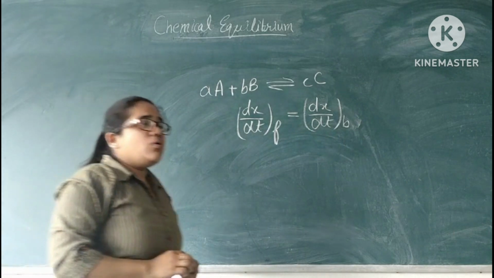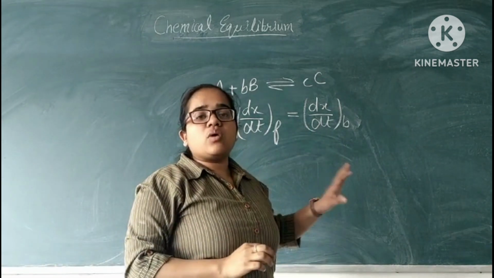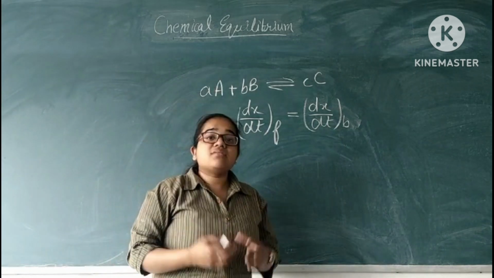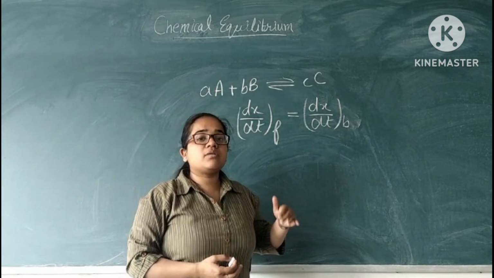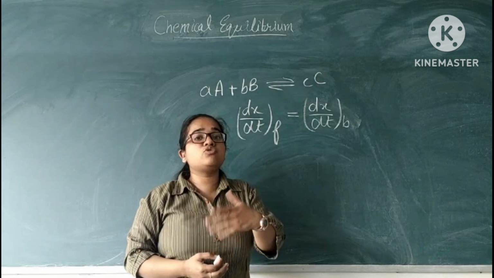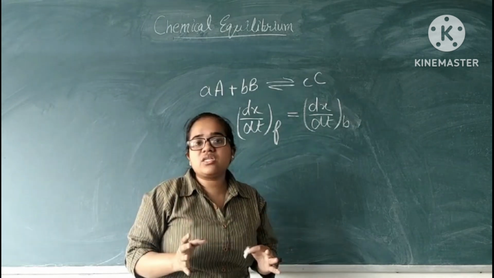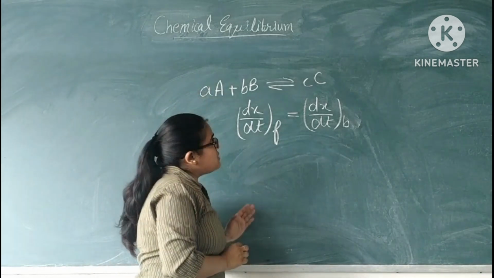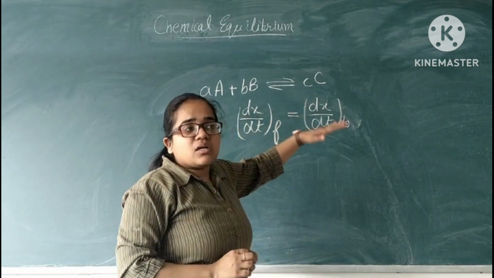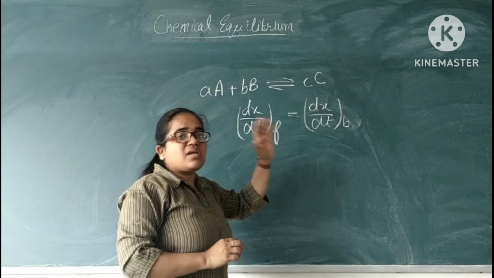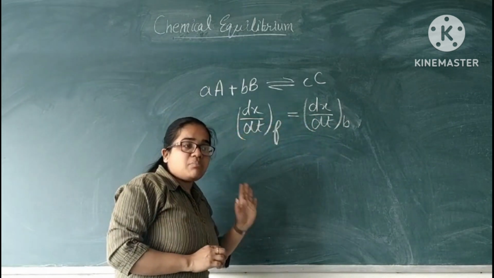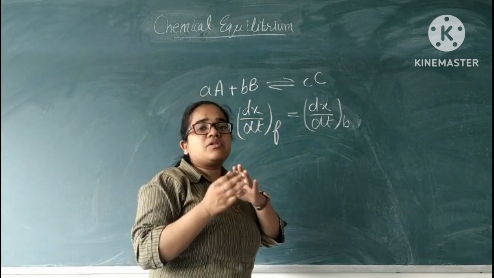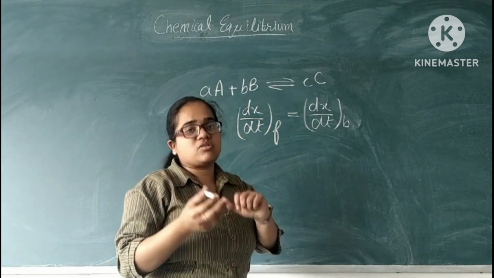Okay, so now I must tell you that equilibrium is a dynamic process. What do I mean by dynamic? As the name indicates, it is not a static process. Although it seems to be static because the net change occurring is zero, it is not a static process. That means the reactants are getting converted into product and the product is getting converted into the reactant, but their concentration is remaining the same. That's why it seems to be static, but it is a dynamic process.